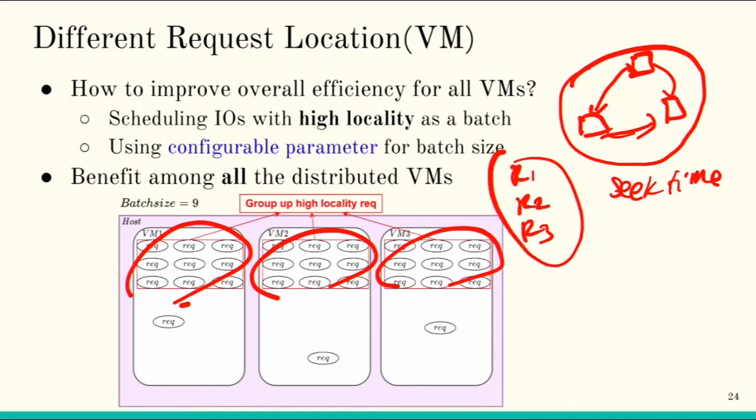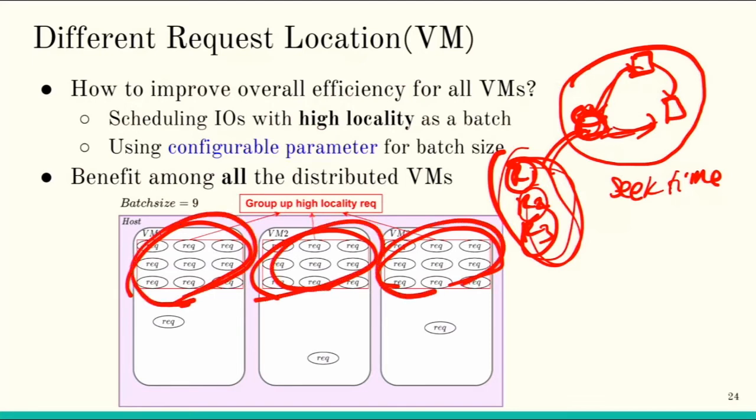And for example, if requests 1, 2, and 3 come from this block, we can process all these requests at the same time in a batch, instead of processing them one by one and taking this block again and again, which takes longer. So here again, we wait a small time to get a bigger benefit by avoiding this seek time, and avoiding taking this block again and again. So this is how mClock handles different request locations by using this batch approach.